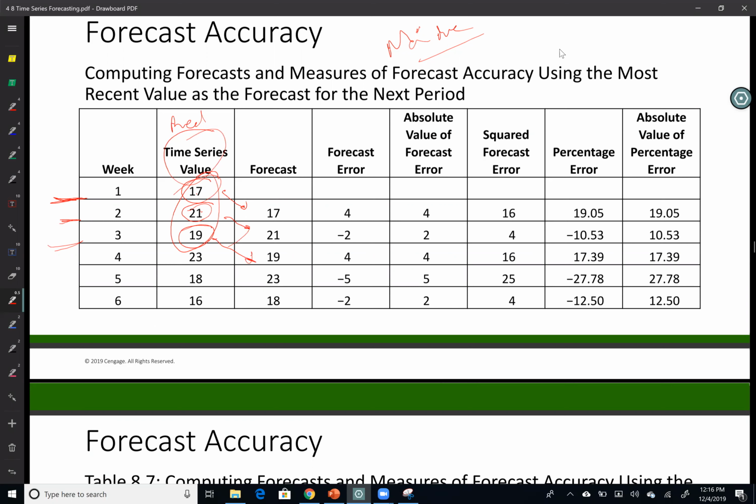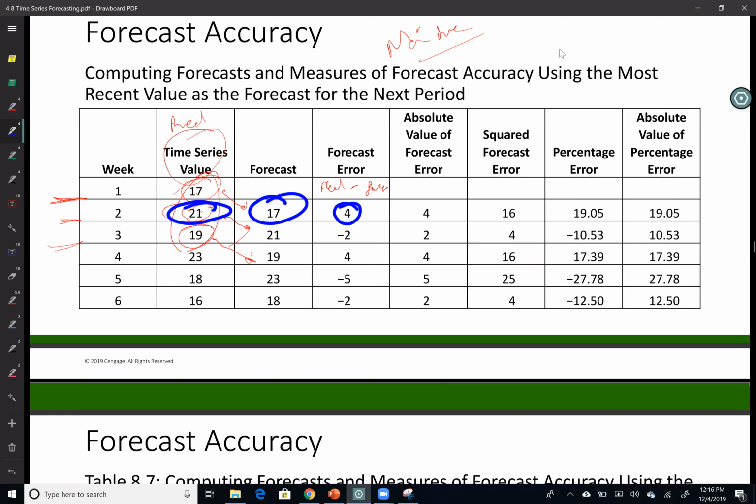So how do I calculate forecast error? Basically, you look at the real data, which is my second column, minus your third column, which is forecast. So in this case, 21 minus 17 will give you 4. Personally, I don't like to calculate this way. I like to do 17 minus 21, which is negative 4.